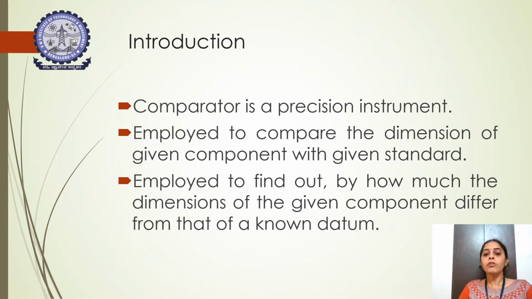And it is also employed to find out by how much the dimension of the given component differs from that of a known datum. The known datum is the datum line, the zero line or the basic dimension of the given part, and you look at the difference you get with respect to the datum, the reference or the basic line, compared to the measured component. So it can be used to measure how close the measurement is to the given part, and also to determine the difference between the basic dimension and the value you get when you use it to get the precise value.